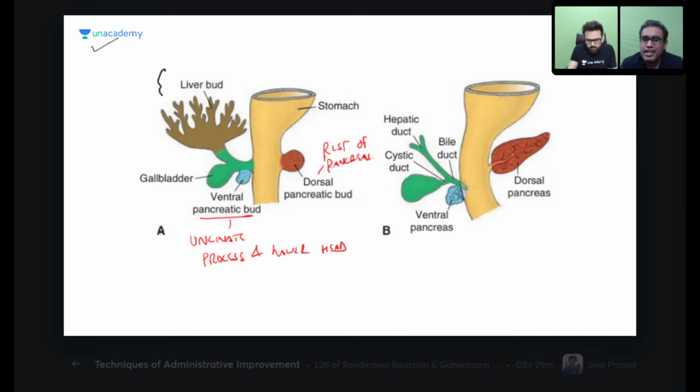Now we all know that there's a rotation of the midgut. There's a 270-degree anti-clockwise rotation. This event is occurring at the junction of foregut and midgut. So the ventral pancreatic bud will go around and stick below the dorsal pancreatic bud.